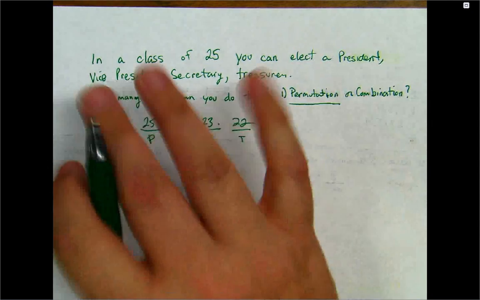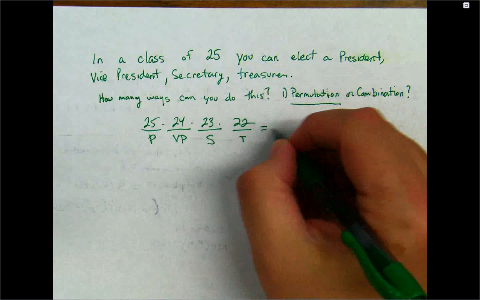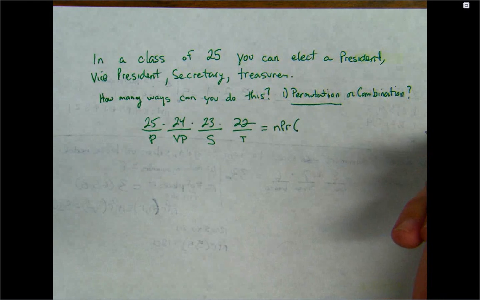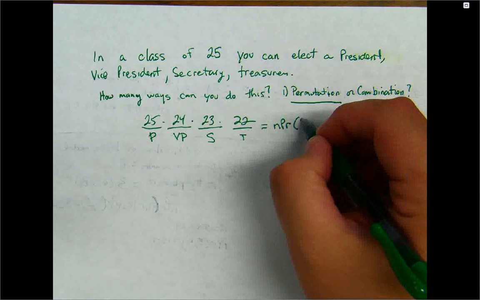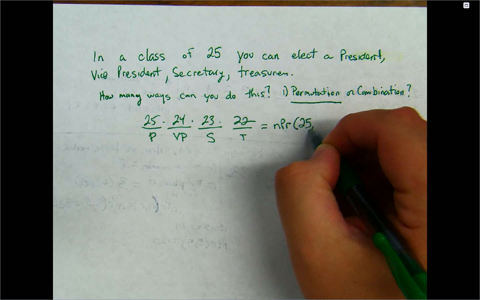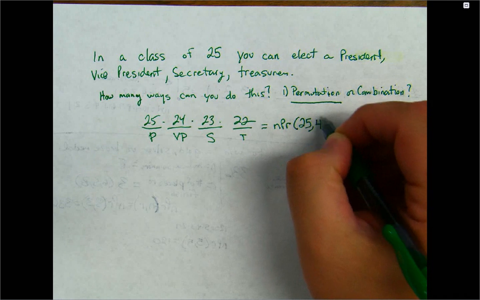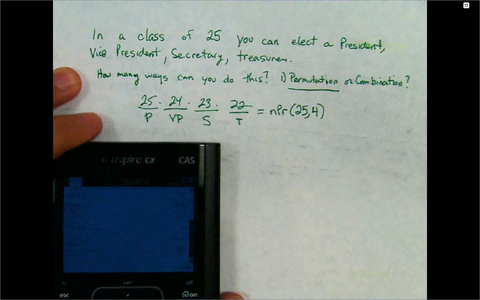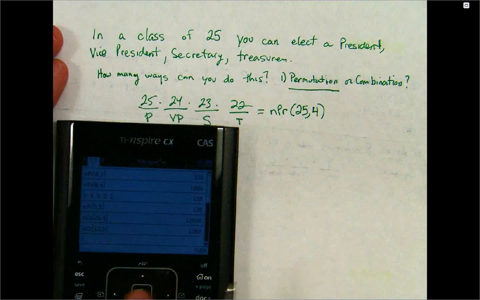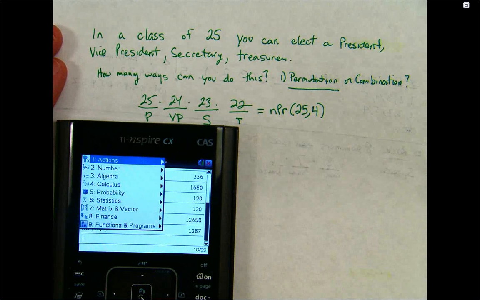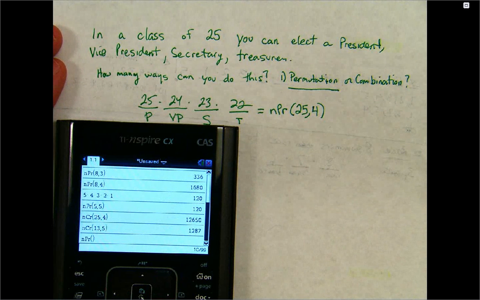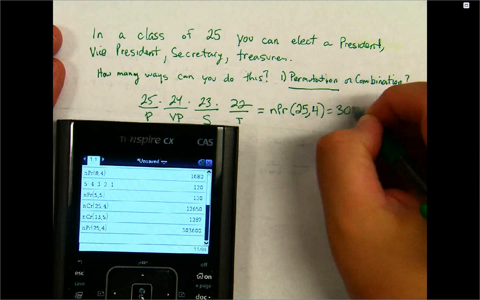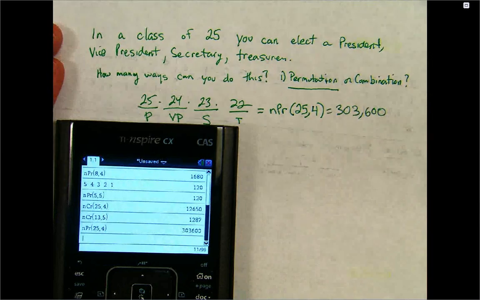How many people are there that we can choose from? 25. And there's 4 positions open. So nPr 25, comma 4. That's 303,600. So that would be if we just used nPr to figure this out.